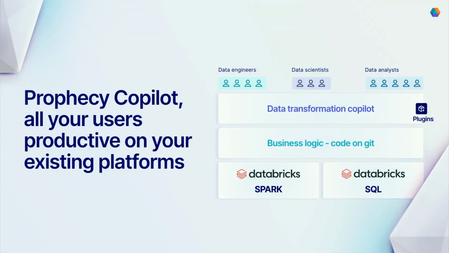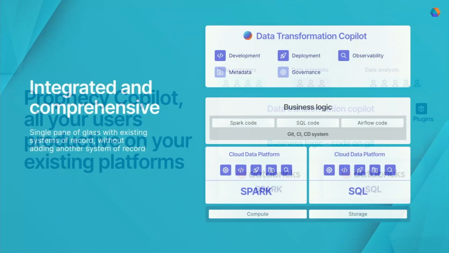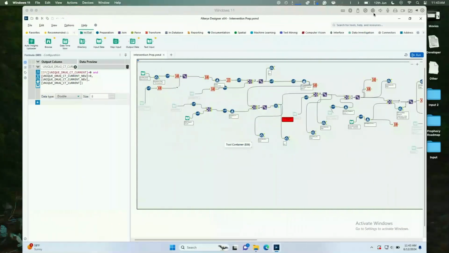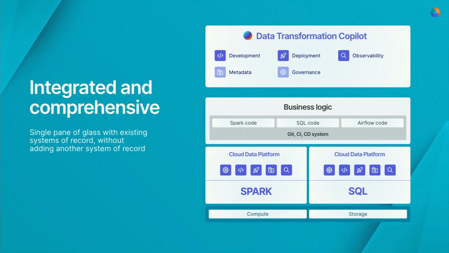And so Prophecy Copilot, making all your data users productive on the data platforms they already have without getting one more system of record. And finally, it's going to run across all your data platforms, right? You have observability, you have development, you have deployment. You don't want one more system of observability that's going to do observability across the other platforms. You already have systems with observability.